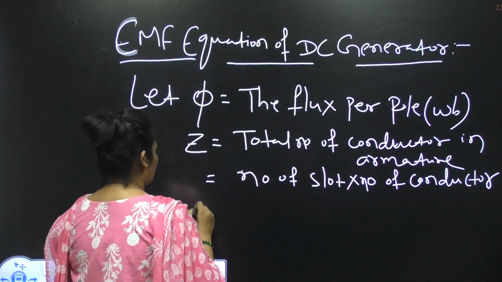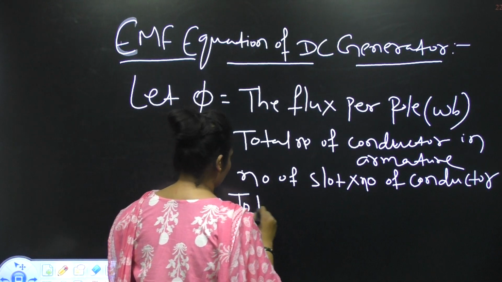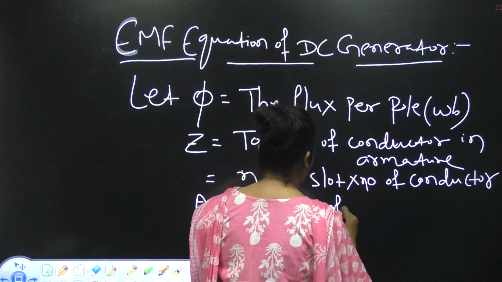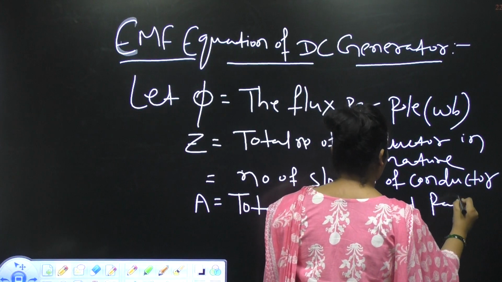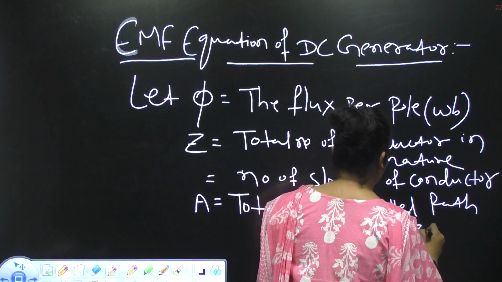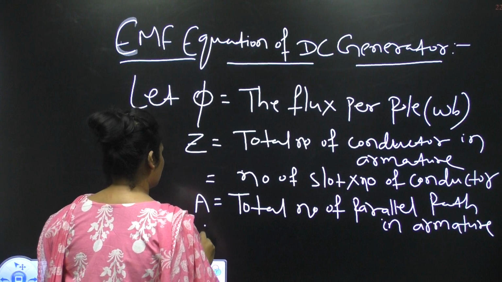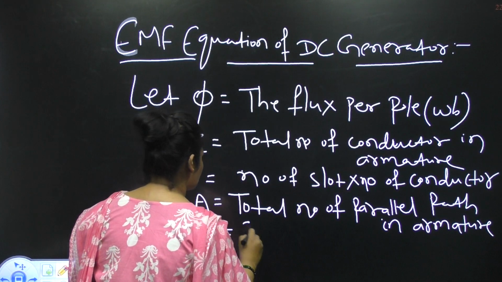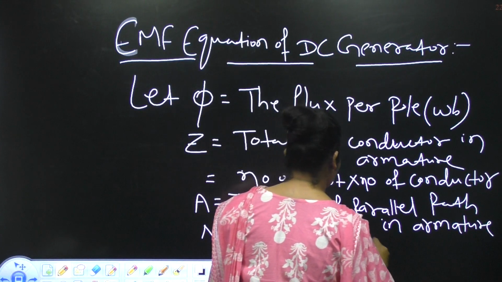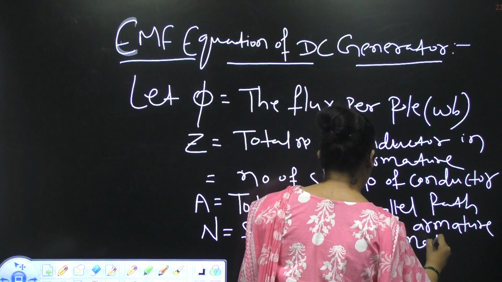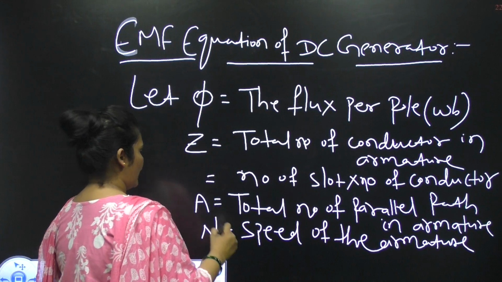Then A. What is A? A is the total number of parallel paths in armature. Then what is N? N is the speed of the armature. Phi, Z, A, and N.